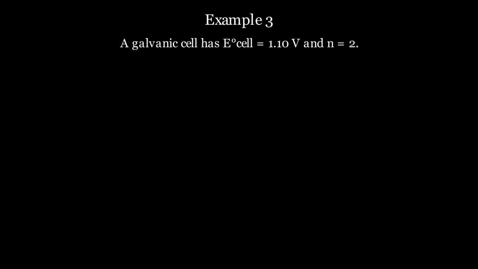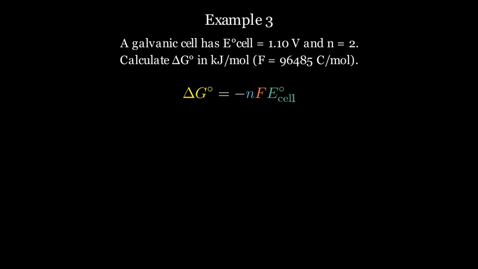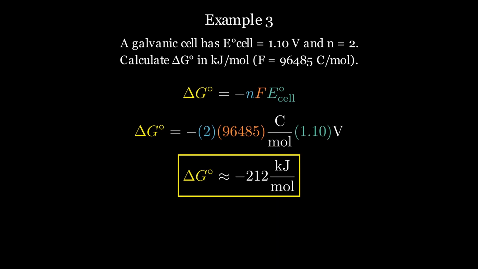For electrochemistry, Gibbs free energy equals negative NF times the cell potential. Here, N is the number of moles of electrons transferred in the balanced reaction, and F is Faraday's constant.